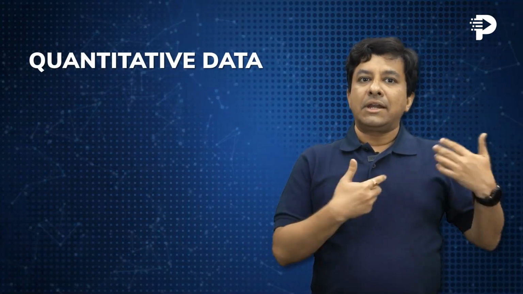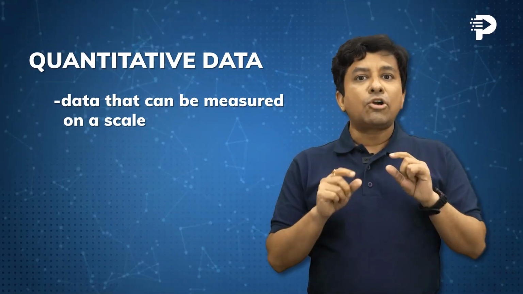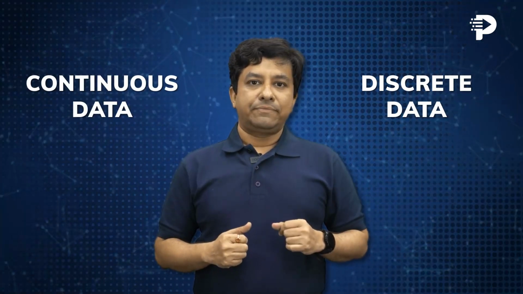Now contrast this with a 9-star rating that is given to a movie. That is also a data point, and that's a number on a scale of 1 to 10. This rating is quantifiable. So this is what we call quantitative data, data that can be measured on a scale. Within quantitative data, we can think of two subcategories: discrete data and continuous data.